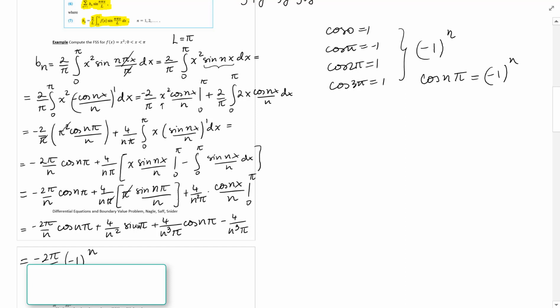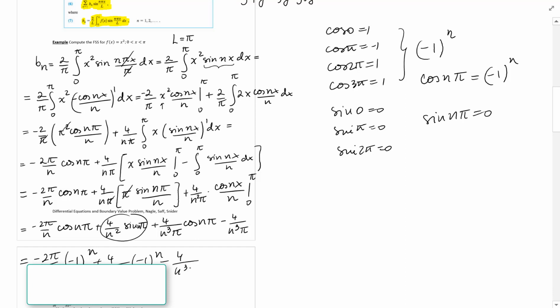Now, here I forgot an n. Sine of 0 is 0. Sine of pi is 0. Sine of 2 pi is 0. So that means sine of n pi is 0. So this whole quantity is 0. So plus 4 over n cubed pi, negative 1 to the n, and then minus 4 over n cubed pi. So what we obtain here is actually b sub n.